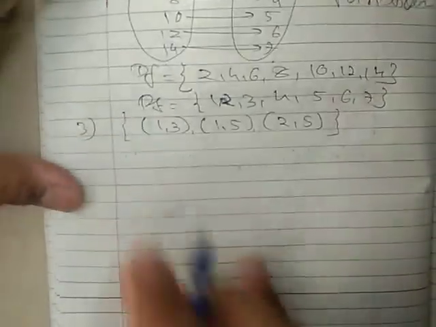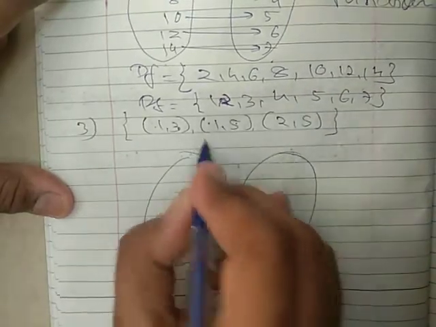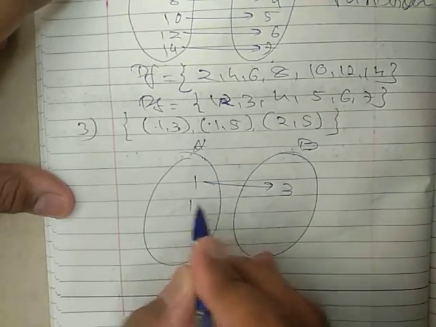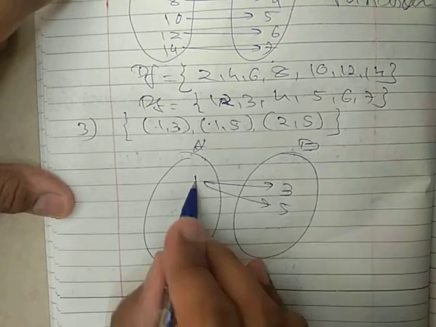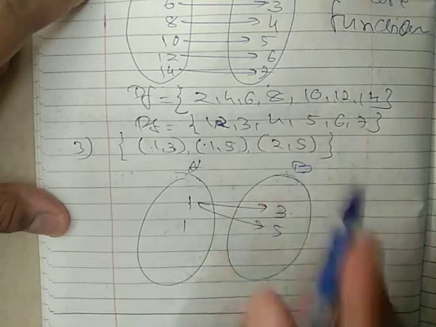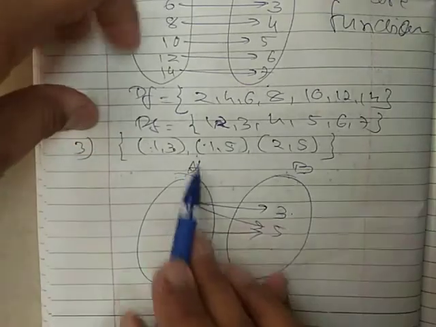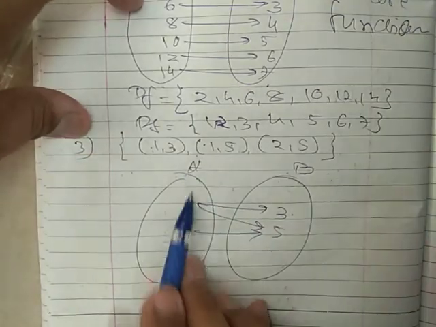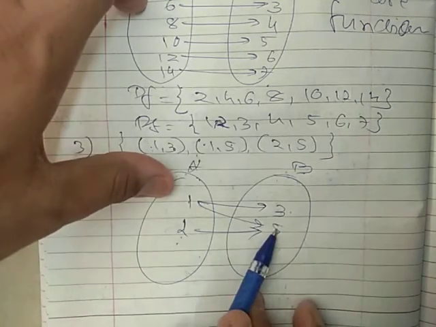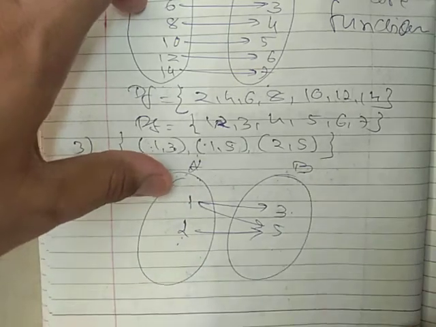Now number 3. 1 to 3, 1 to 5 and 2 to 5. This is A, this is B. 1 is associated with 2 members, 3 and 5. Every member of A is associated, but it is not associated with a unique member. Like 1 is associated with 2 members, 3 and 5. That's why this relation is not a function.